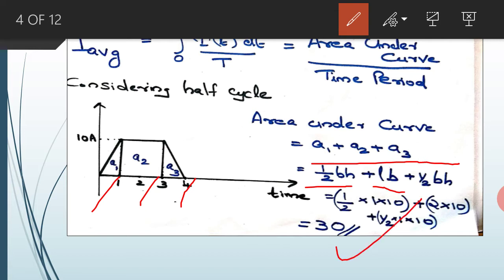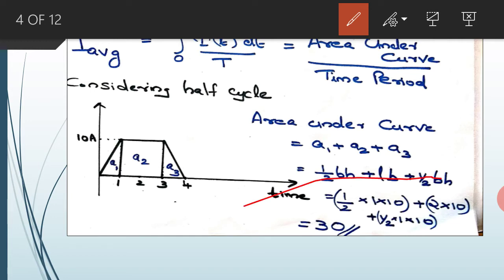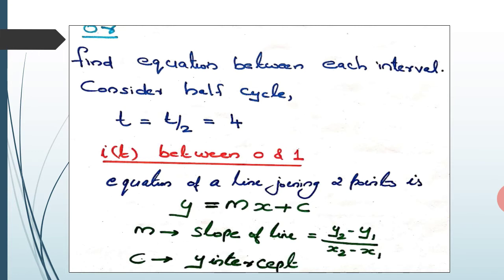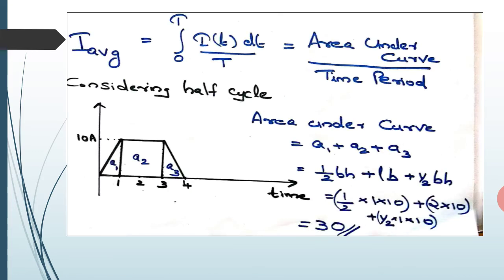By that way you can obtain the area. Once the area is obtained, the time period is 4, and we can find the average value by doing 30 by 4, which is equal to 7.5.